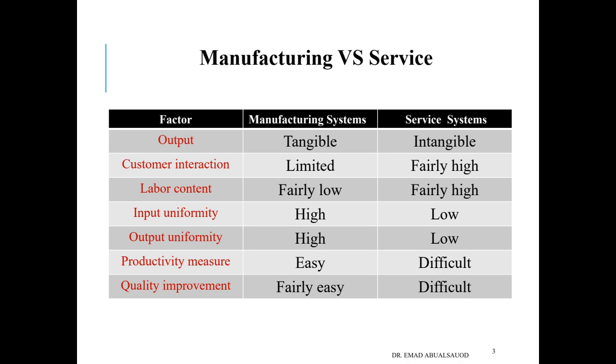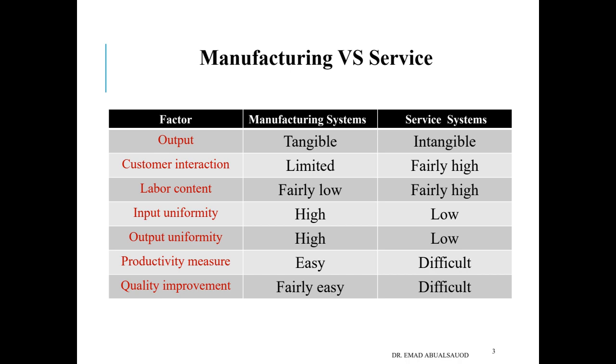Input and output uniformity means the consistency, that the inputs and outputs of the system are uniform. In manufacturing it is high, in the service it is low. In productivity measurement, it is usually easy to measure productivity in manufacturing because of the machines and the rates, some standards, and it is easy to calculate. But in the service sector it is a bit difficult due to the human factor.